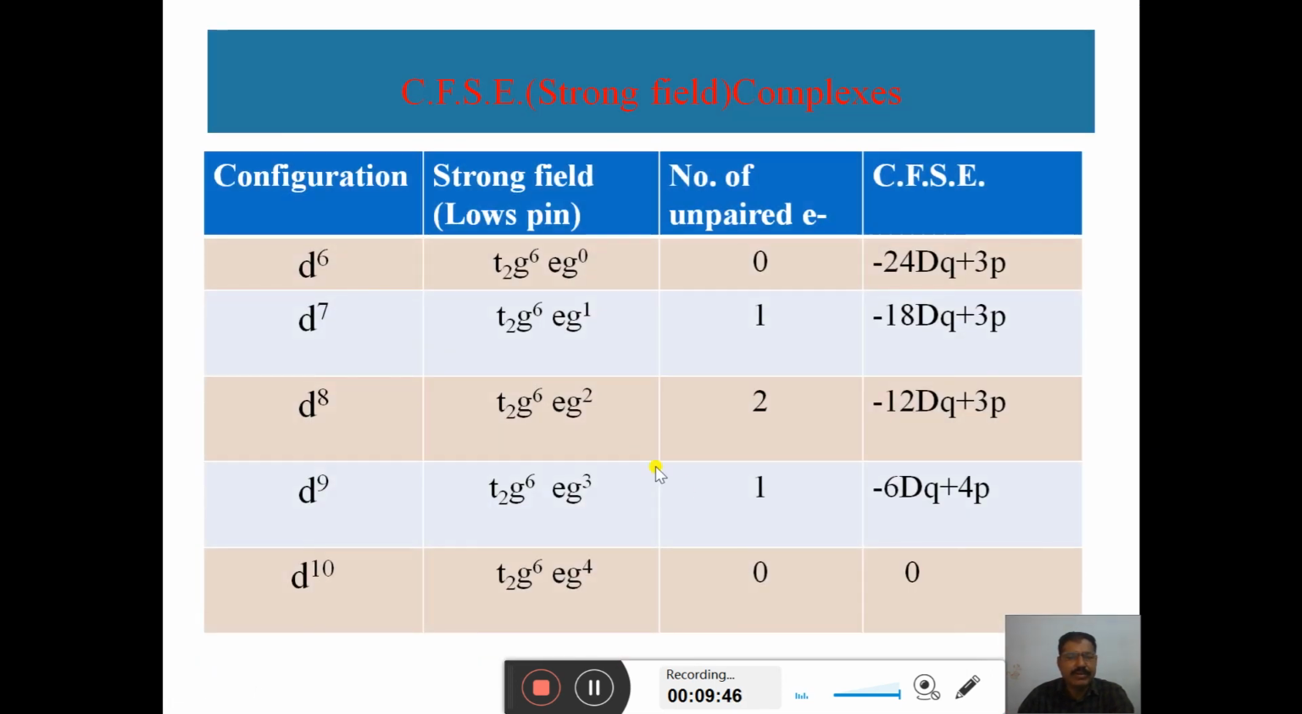And now the configurations from d6 to d10, with the distribution of electrons, number of unpaired electrons and their CFSE. d6 gets the CFSE value equal to minus 24 Dq plus 3p. d7 configuration minus 18 Dq plus 3p, d8 configuration minus 12 Dq plus 3p, d9 configuration minus 6 Dq plus 4p, and finally d10 configuration, t2g6 eg4 is the distribution of electrons. All electrons are paired in the t2g as well as the eg level. So the number of unpaired electrons is ultimately 0 and the crystal field stabilization energy is also 0.